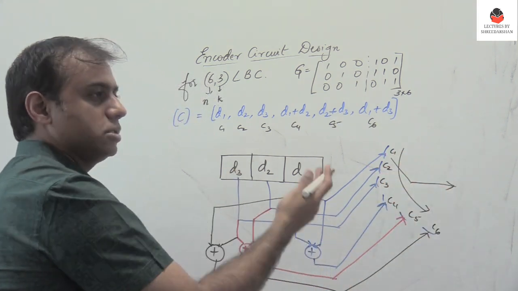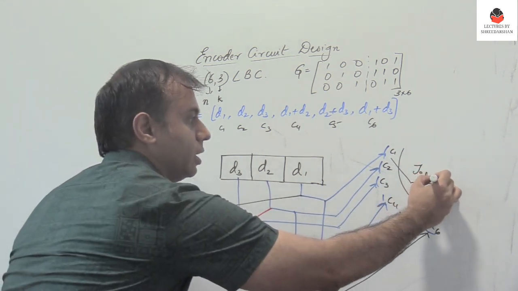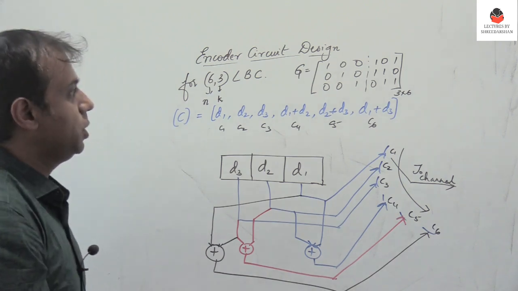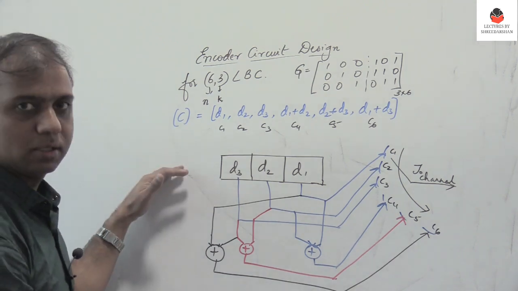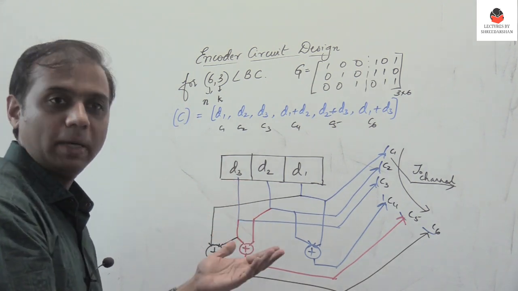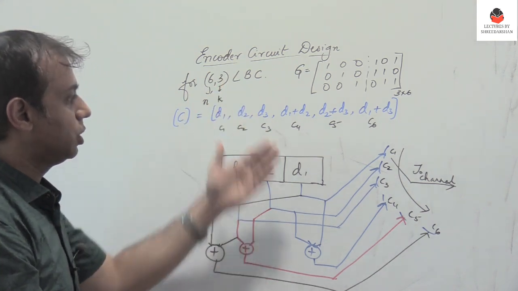Now these code bits will go to the channel. So this is how from the generator matrix we generate all the code vectors, find the Hamming weight, and also find the H matrix, which is the parity check matrix, and also design the encoder circuit.